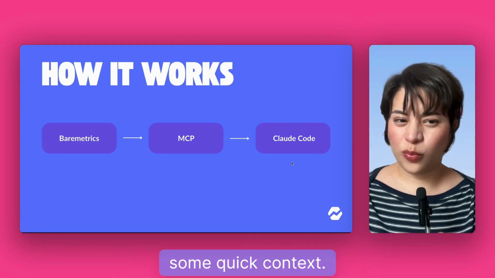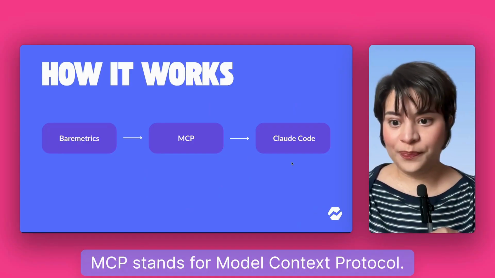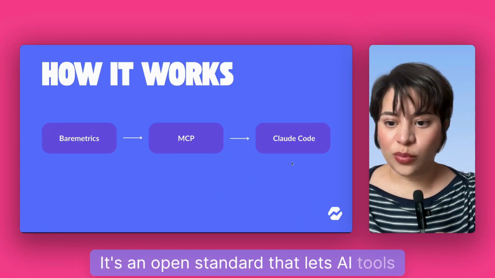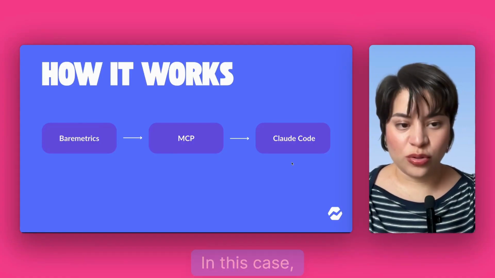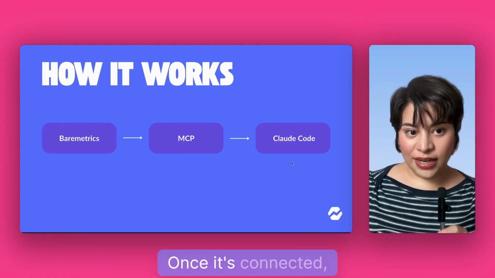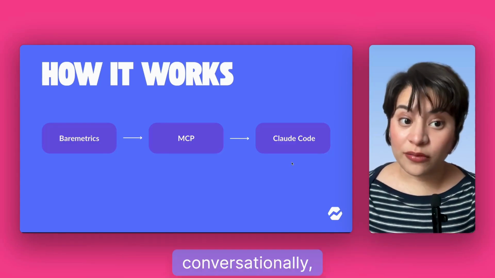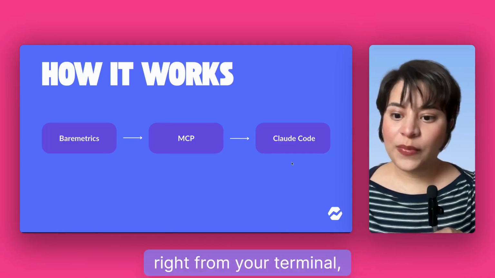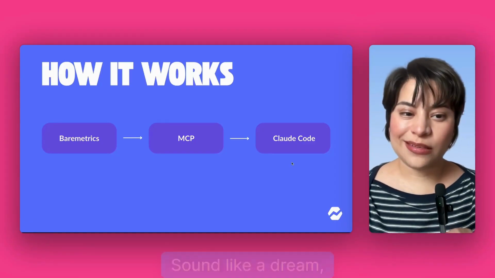First, some quick context. What actually is an MCP? MCP stands for Model Context Protocol. It's an open standard that lets AI tools, like Claude, securely connect to outside data. In this case, your live Baremetrics account. Once it's connected, Claude Code can query your metrics, customers, and revenue data conversationally, right from your terminal. So there's no copy and paste or exports needed. Sound like a dream, right?